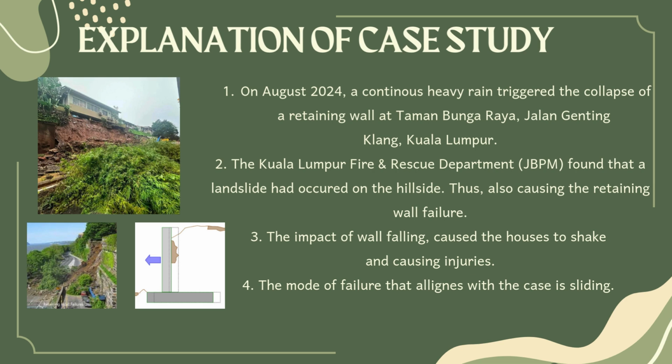Explanation of case study. In August 2024, continuous heavy rain triggered the collapse of a retaining wall at Taman Bunga Raya, Jalan Genting Kelang, Kuala Lumpur. The Kuala Lumpur Fire and Rescue Department (JBPM) found that a landslide had occurred on the hillside, thus also causing the retaining wall failure. The impact of the wall falling caused the houses to shake and caused injuries. The mode of failure that aligns with the case is sliding.